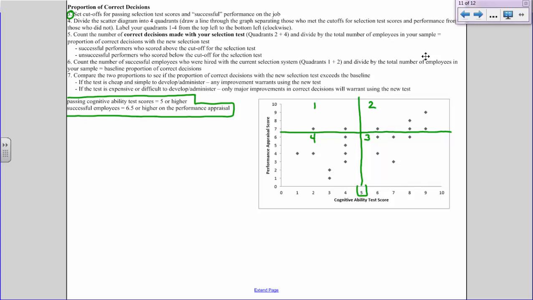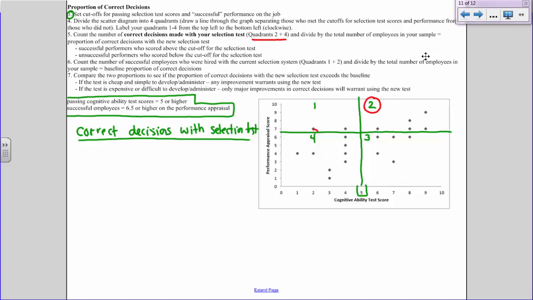All right. So now we need to figure out the number of correct decisions made with our selection test. So the way that you do that is you take the proportion of, see, I'll show you. I'll use red now. So we're really going to figure out quadrants 2 and 4.